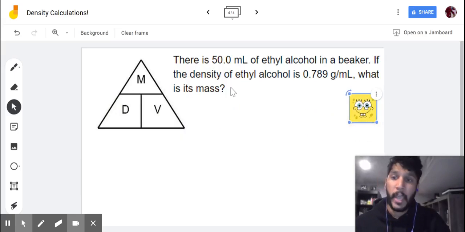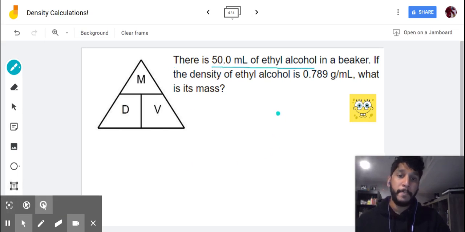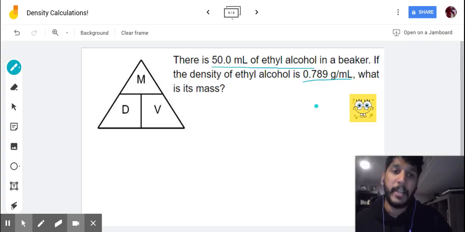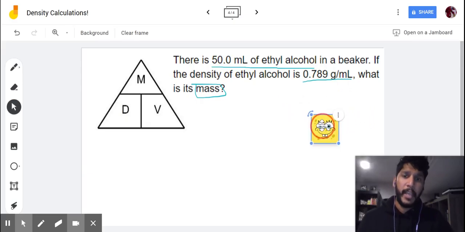So let's take a look at our problem. So let's go and switch to our marker here. There's 50 milliliters of ethyl alcohol in a beaker. If the density of ethyl alcohol is 0.789 grams per milliliter, what is its mass? So hey, we've seen this problem before. Let's go ahead, and we're looking for mass.